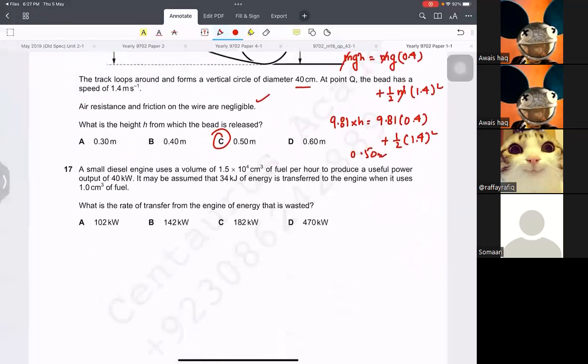Now, a small diesel engine uses this much of fuel per hour. Useful power output. It may be assumed that 34 kilojoules is transferred to the engine per 1 cubic centimeter of fuel. What is the rate of transfer of energy wasted? Okay. First of all, we have the output power. We want to find the input.